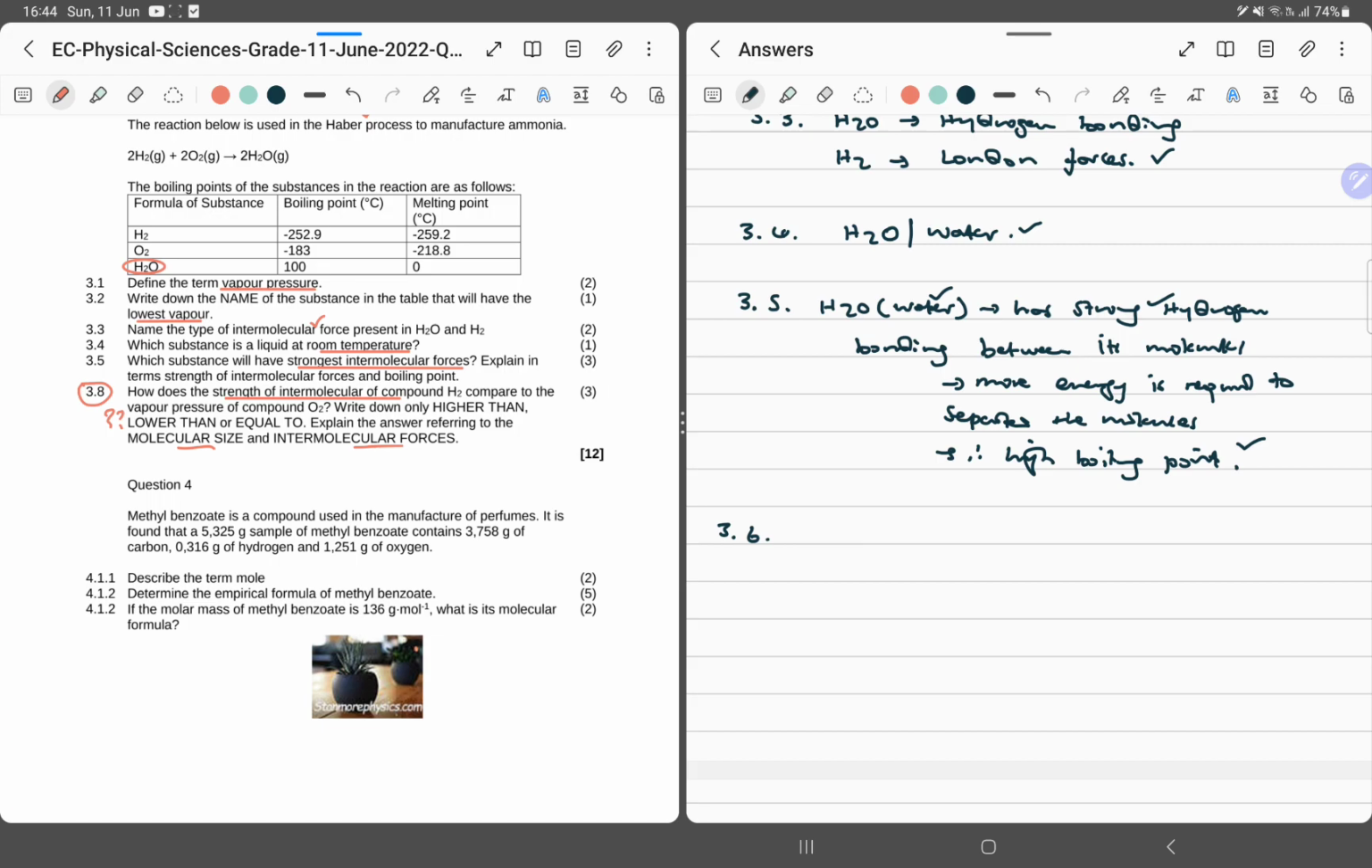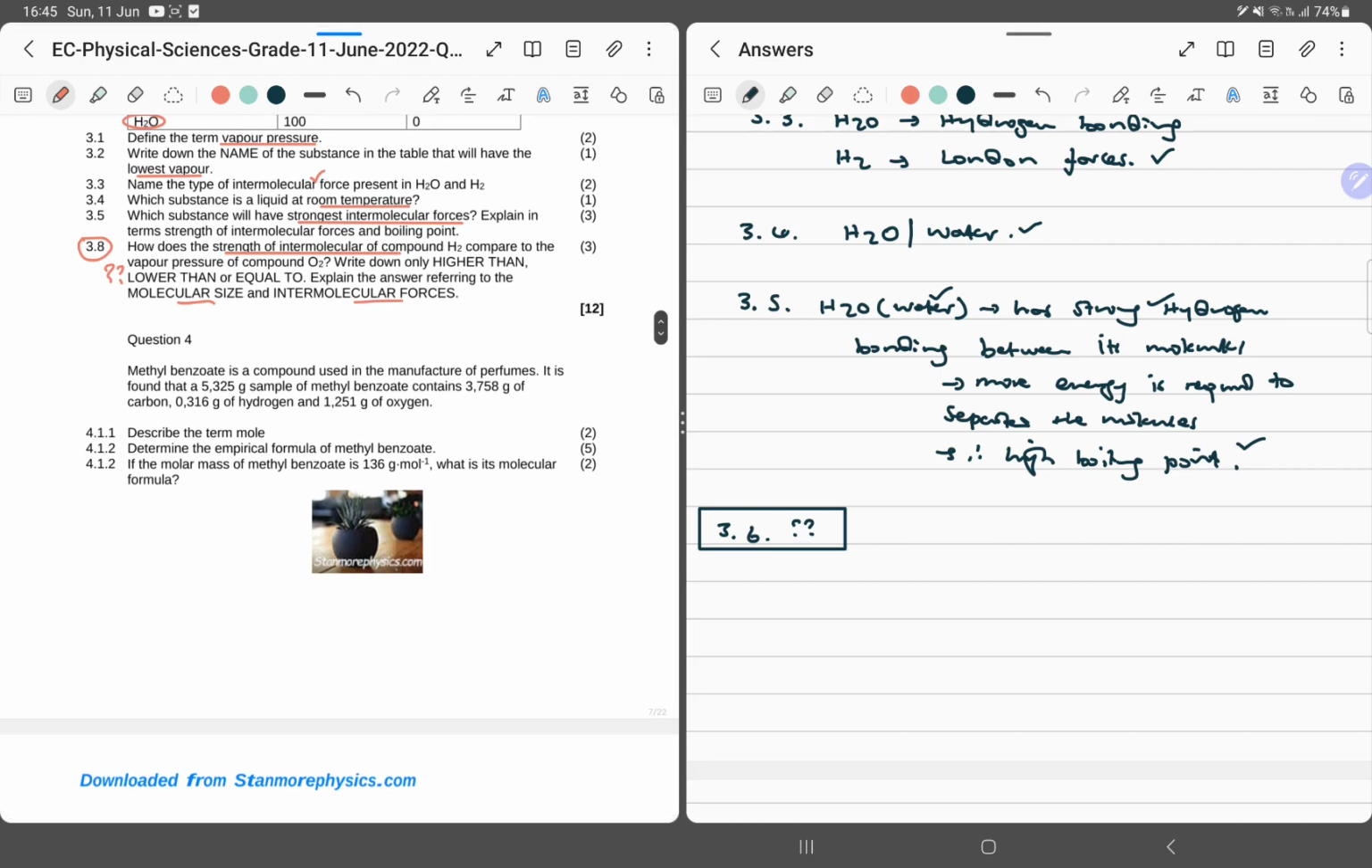So I think here they made an error. You can't compare vapor pressure and an intermolecular force strength of another compound. It's absolutely ridiculous. So we're not going to answer this question. There was an error here, and I'm not even going to waste any time trying to answer such a question. Okay, let's get to question 4.